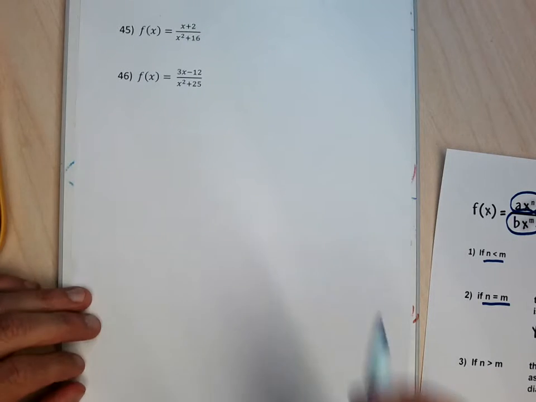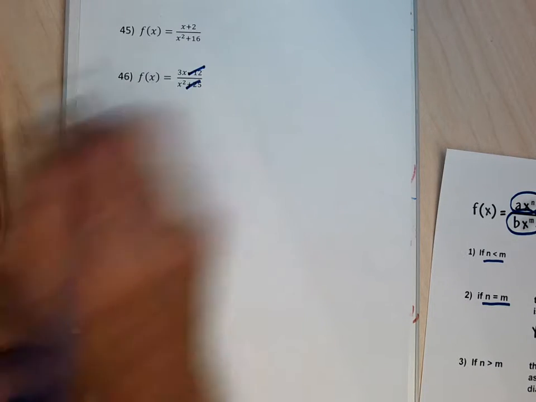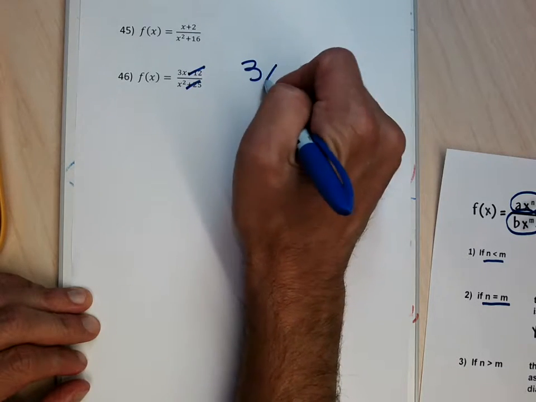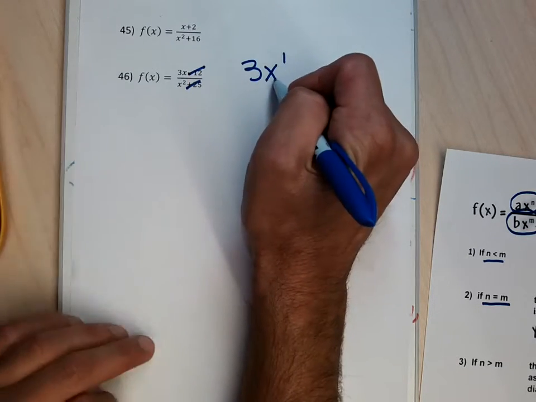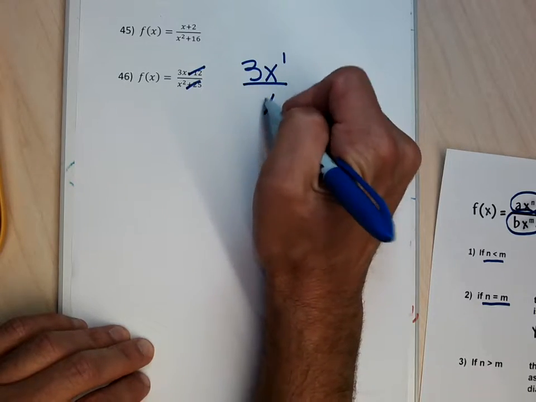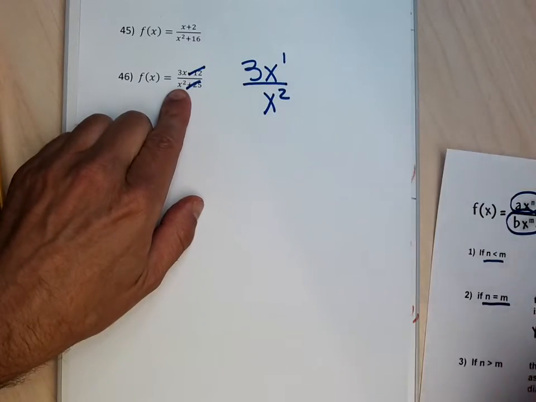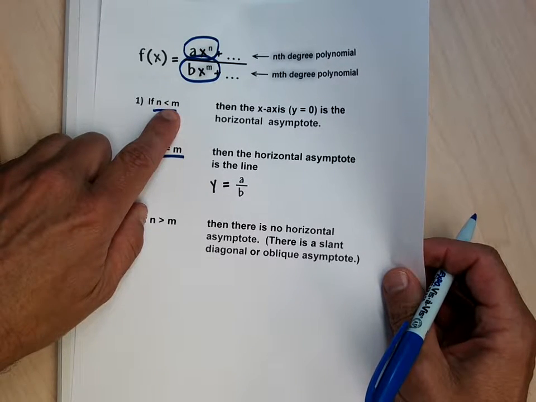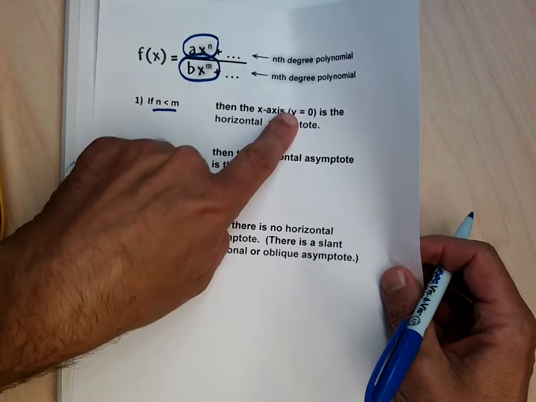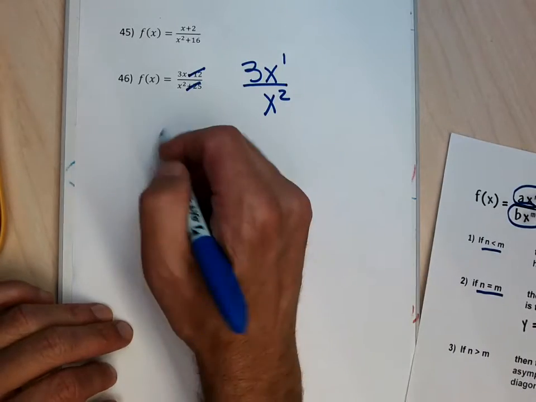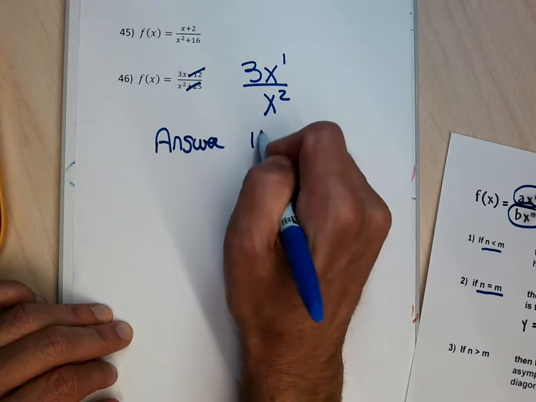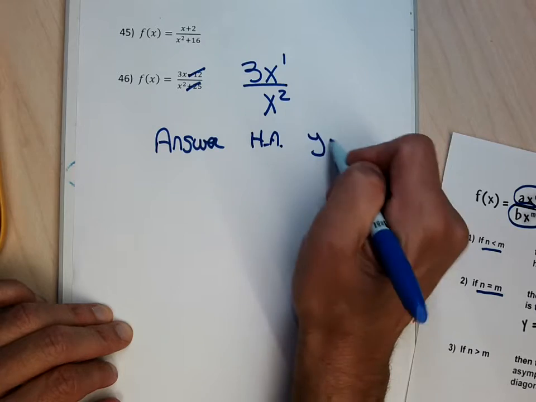For problem 46, I ignore everything in the denominator and the numerator that isn't the highest exponent. The highest exponent term in the numerator is 3x, which is really 3x to the first. In the denominator, the highest exponent term is x squared. The highest exponent in the numerator is less than the highest exponent in the denominator. There's no algebra to do to get the horizontal asymptote. It's just going to have the equation y equal to 0. My answer to 46 is the horizontal asymptote is y equal to 0.